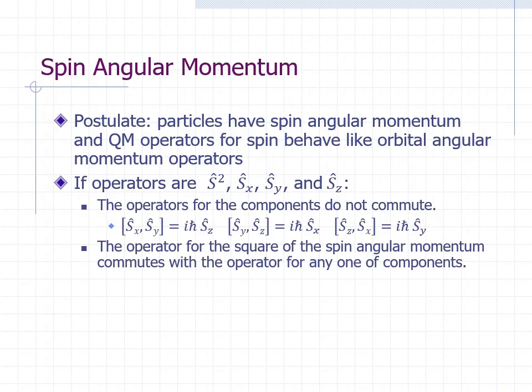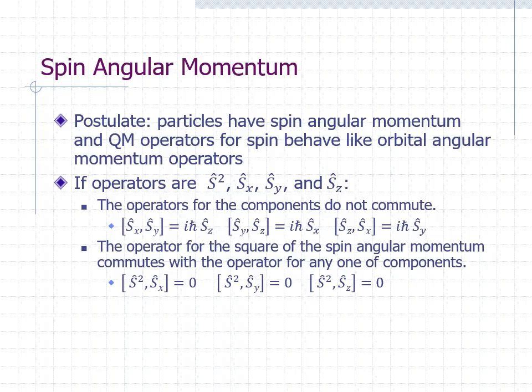Now, the S-squared operator commutes with the operator for any one component. This means that the magnitude and any one of the components can be measured simultaneously with definite values. For example, the commutator of S squared and S sub x is 0. The same is true for the commutator of S squared and S sub y, as well as the commutator of S squared and S sub z.